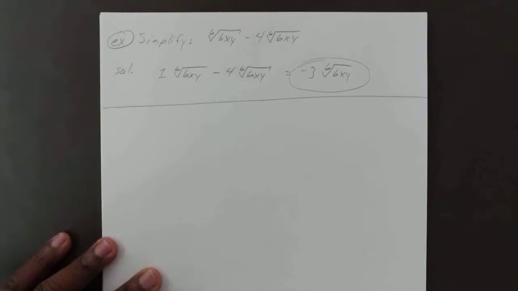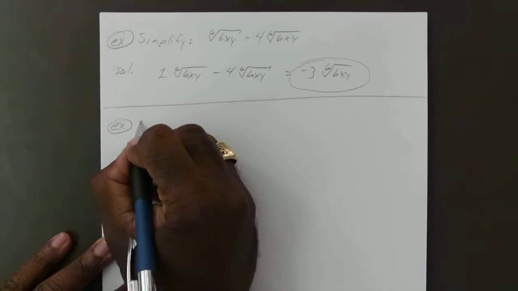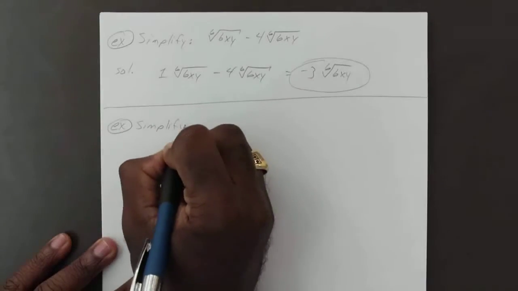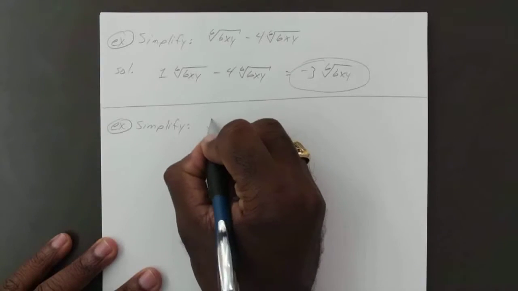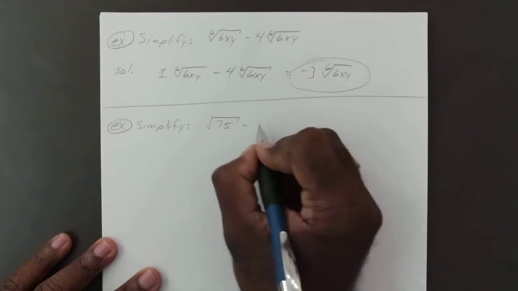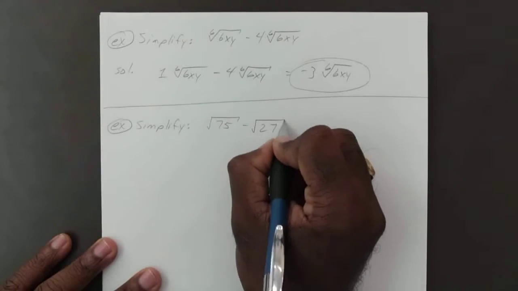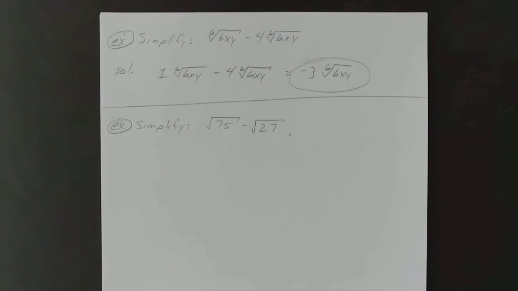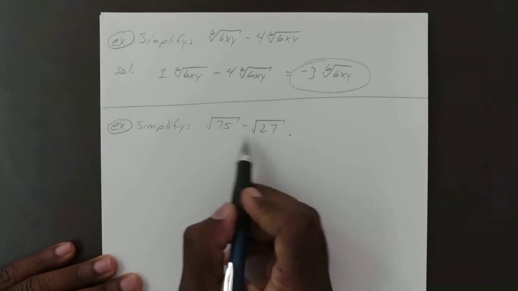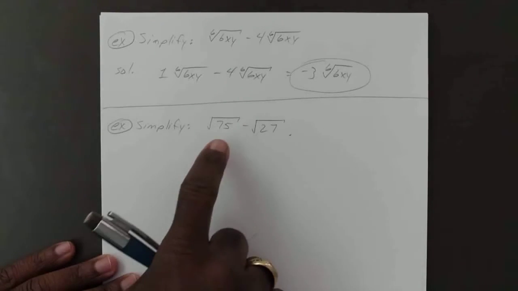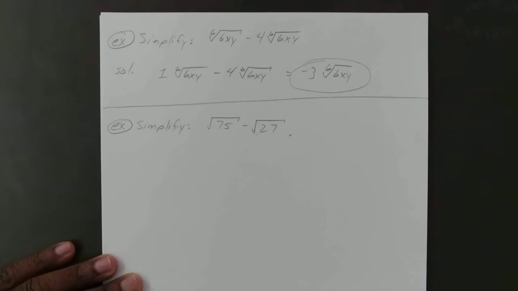Okay, so let's say for this example, if we wanted to simplify square root of 75 minus square root of 27. For this one you will have to tweak it a little bit. So you have a square root, so the first thing you want to do is somehow turn 75 and 27 into products with perfect squares.